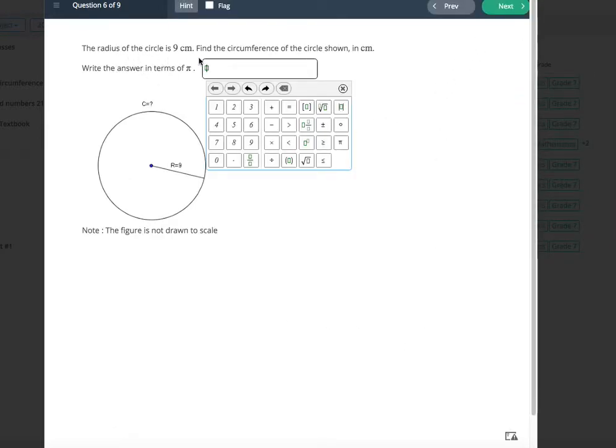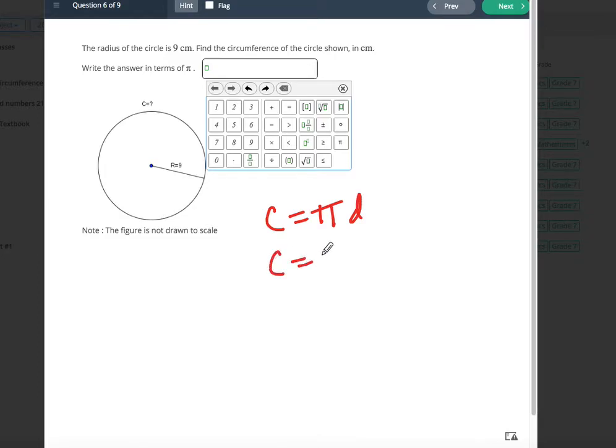The radius of the circle is 9. Find the circumference of the circle shown. So we'll find the circumference. Circumference equals pi times diameter.